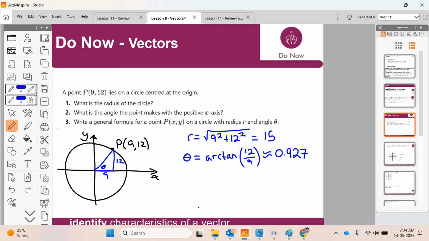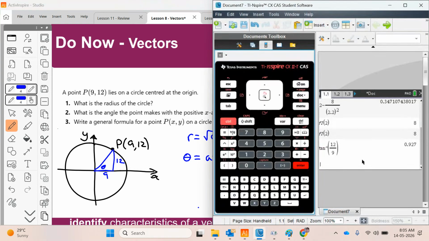We will work a little bit with degrees in this unit. Often when you're doing displacement and movements and bearings, we do use degrees for that type of topic in mathematics. So we just switch over into degrees, press Control Enter, 53.1.